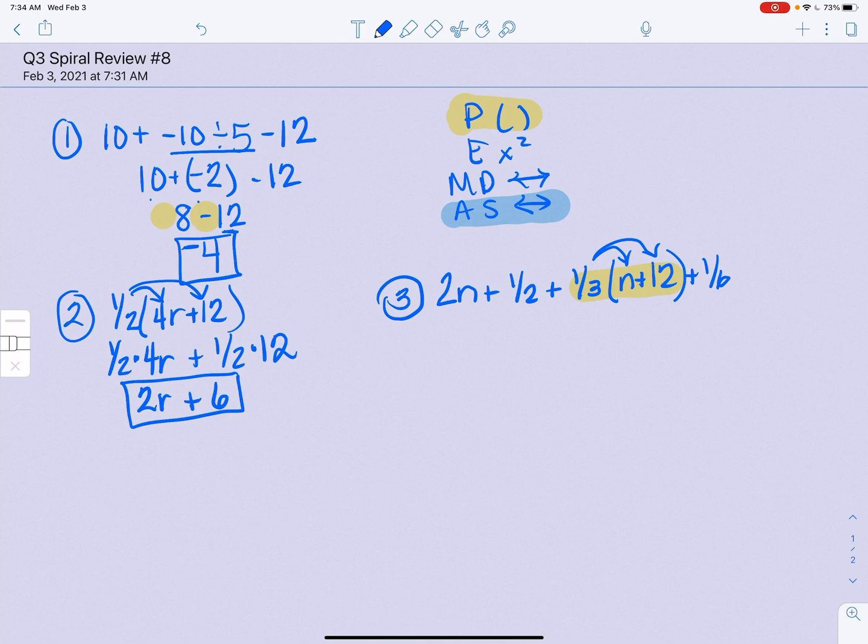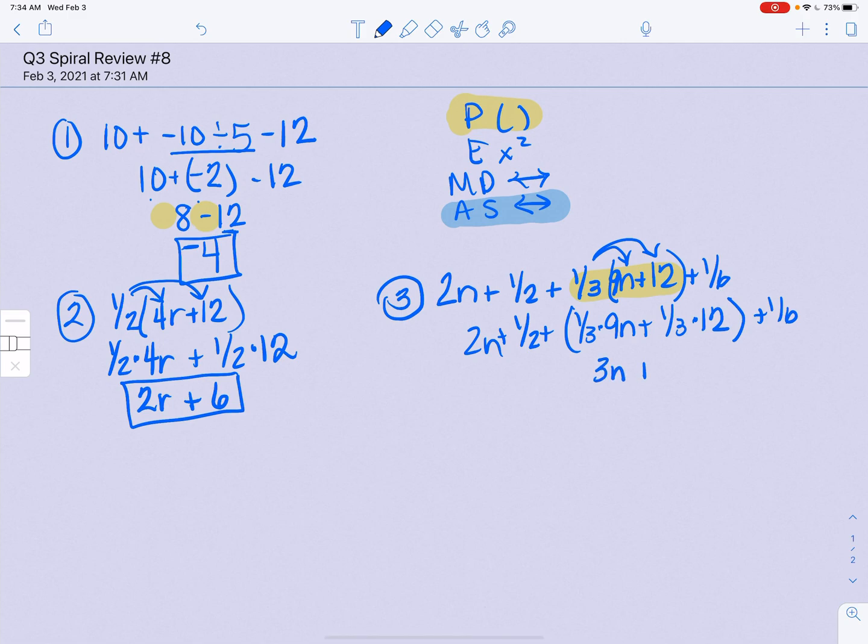So 1/3 of 9n plus 12. That's 1/3 times 9n plus 1/3 times 12. That is eliminating the parentheses that's outside, but I'm putting a parentheses for my brain that I have to do that first. So 1/3 of 9 means 9 divided by 3. So I have 3n plus 12 divided by 3 is 4. Bringing down my 1/6, bringing down my 1/2, bringing down my 2n.